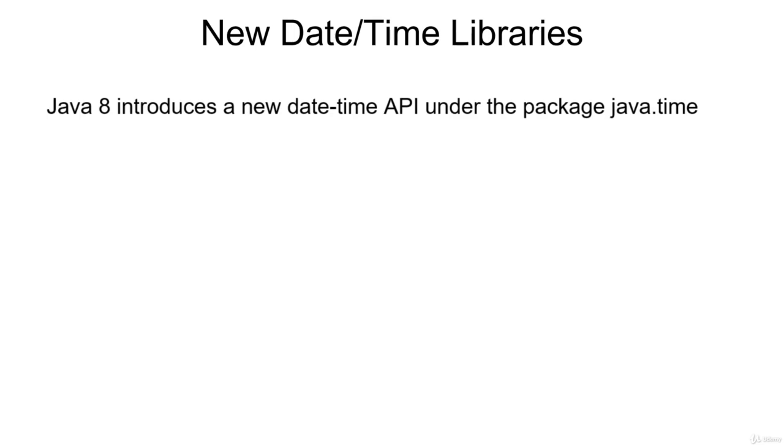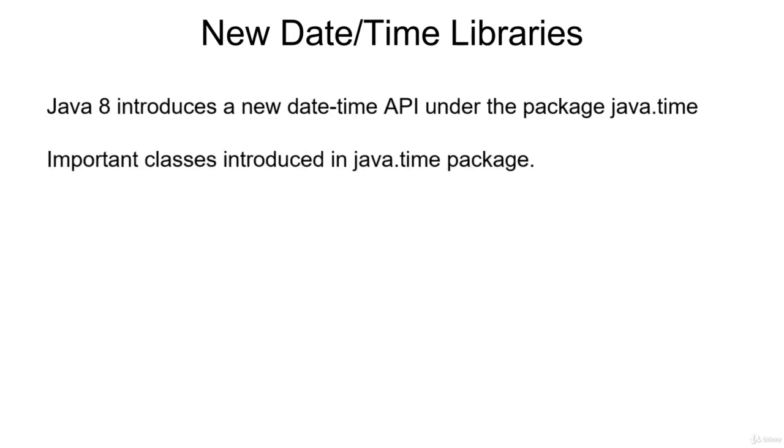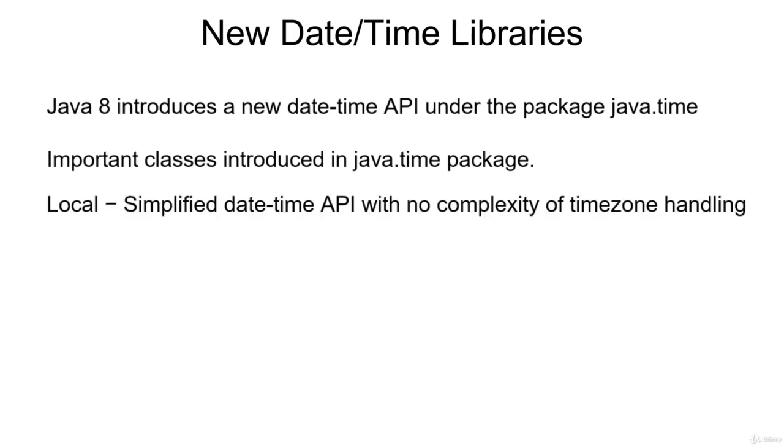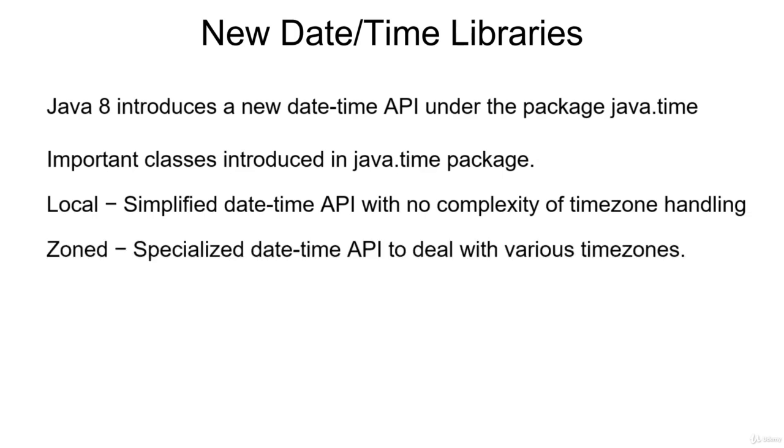Java 8 introduced a new date and time API under the package java.time. Important classes introduced in the java.time package: local, a simplified date and time API with no complexity of time zone handling, and zoned, a specialized date and time API to deal with various time zones. Now we will code examples of old and new libraries in order to understand the difference between them.